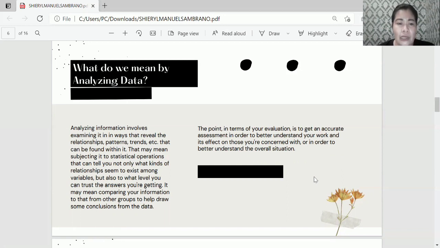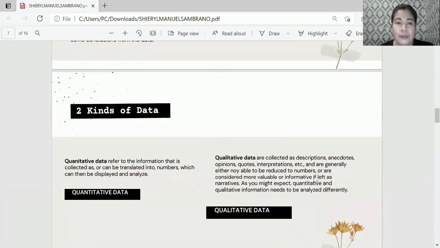It may mean comparing your information to that from other groups to help draw some conclusions from that data. The point, in terms of your evaluation, is to get an accurate assessment in order to better understand your work and its effect on those you're concerned with, or in order to better understand the overall situation.